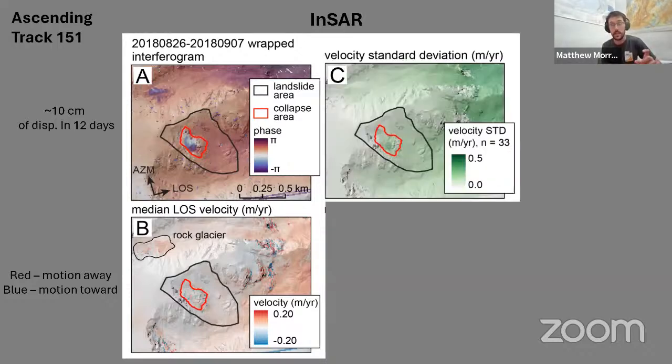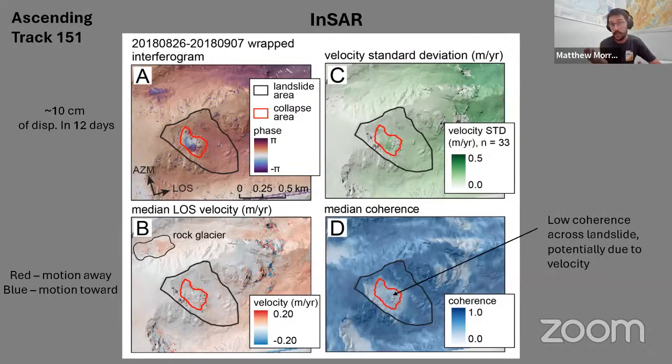You can measure this by asking, what's the standard deviation of velocity within the landslide? You can notice here the landslide is this darker green color, indicating it has a really high variability of measured velocity, and the rock glacier actually has really low standard deviation. Finally, you can look at the coherence of your signal, so how well your interferograms compare to each other. Unfortunately, our landslide had really low coherence. It's this really bright white color, indicating that our results may not be very robust.